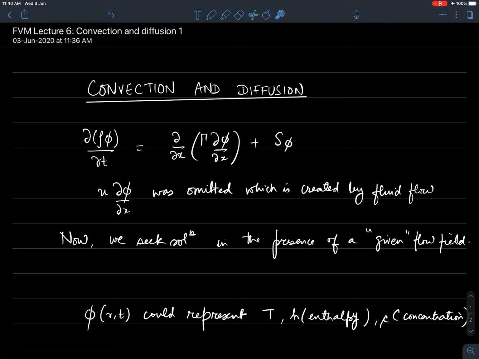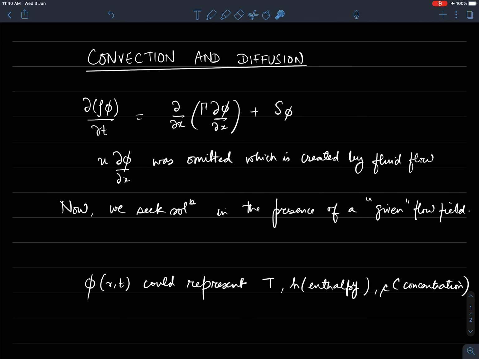Hello, this is the sixth lecture on finite volume method, and today we are going to start a discussion on solution of problems involving convection and diffusion. So far we've looked at scenarios where we looked at solution of a diffusion equation, or an equation which was predominantly diffusion based, and we had this equation where this convective term u d phi dx was omitted, which is essentially created by the flow of a fluid.